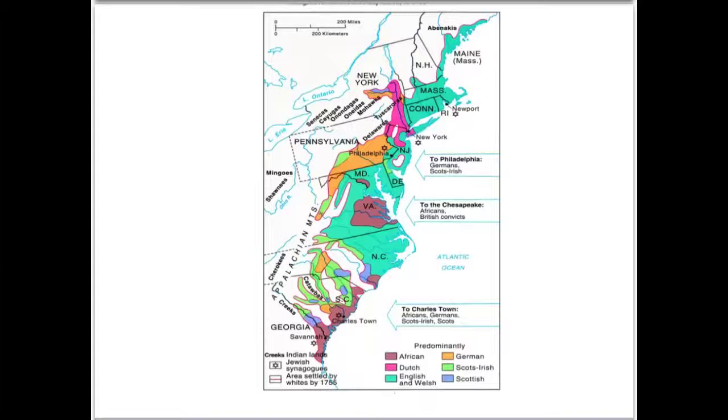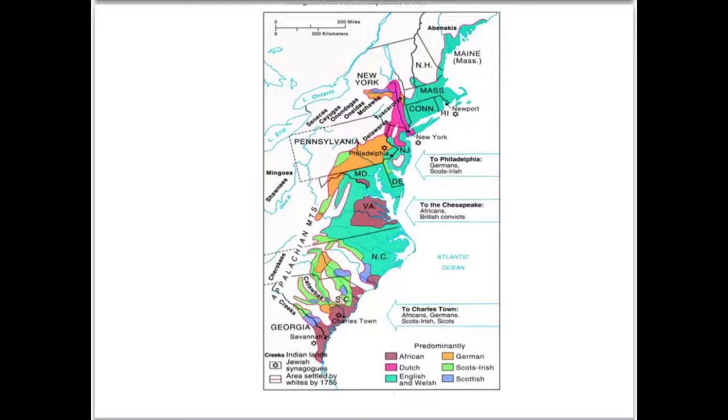Now, what we're going to talk about really here is what happened when all of these different splotches of color got together and started interacting. And what these splotches of color represent is the massive wave of immigration that came to America during the 1700s.